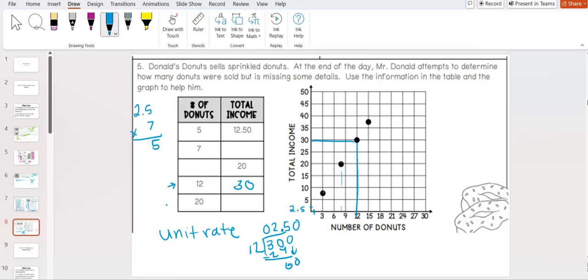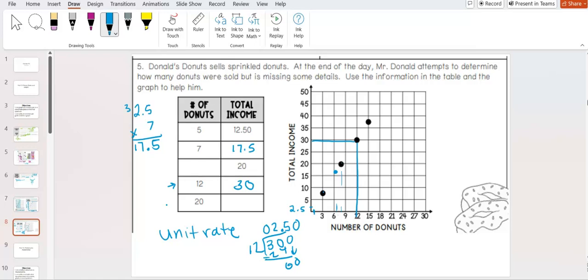7 times 5 is 35. 14, 15, 16, 17. So that would be $17.50. So if I was at 7, which is about here, 7, 8, yep, I would go up to about 17, 15, 16, 17. So our dot would be about here, okay?